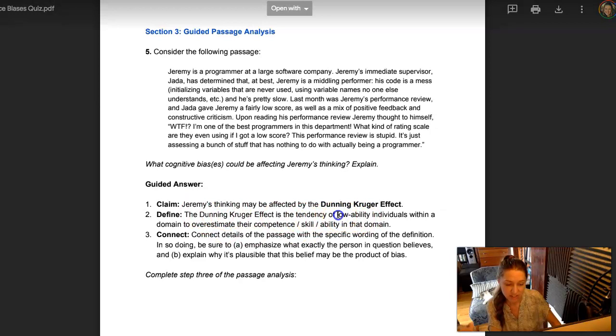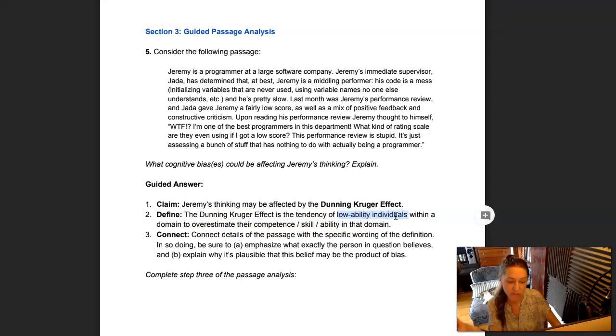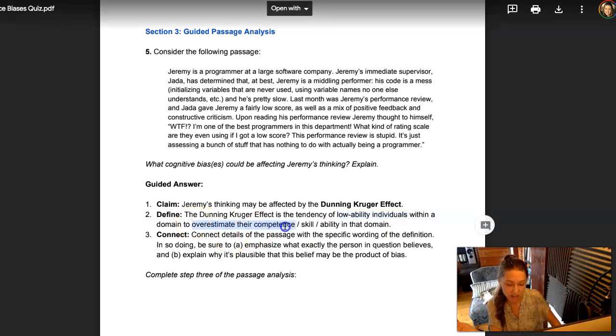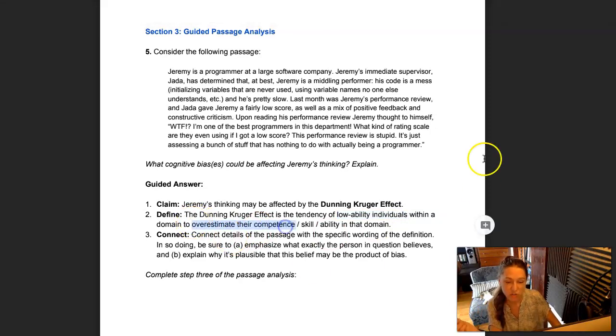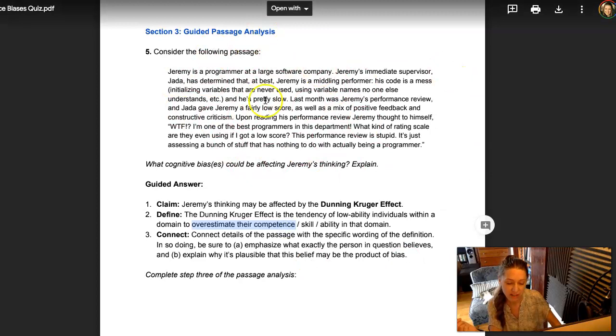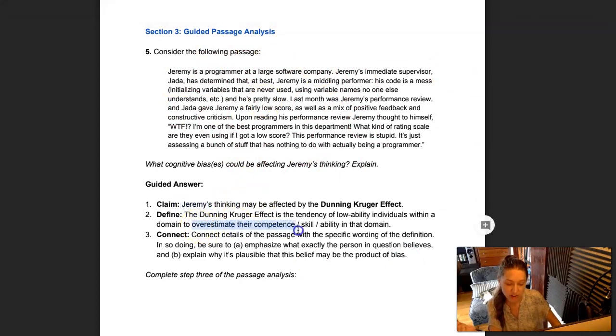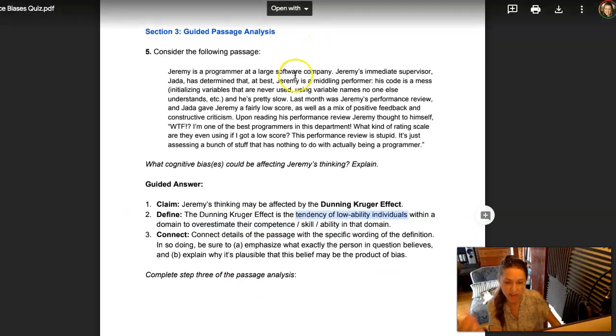That this person doesn't actually have a high level of ability in some domain, and that person is overestimating their competence in that domain. So what is the evidence from this passage that, in this case, Jeremy is overestimating their competence, and why think that they might actually have a lower level of skill than they think they do? So we need to support those two things. Okay, so let's go to the passage.